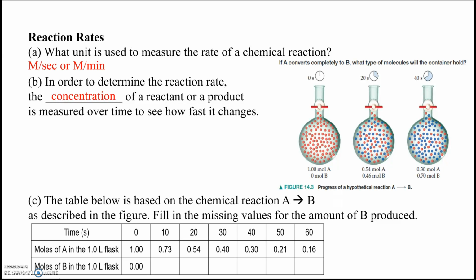And we can see here, as I go through time in seconds, the concentration of A goes down. But because the stoichiometry is 1-to-1, that means, for example, after 10 seconds, I only have 0.73 moles of A in the flask, but that means I have 0.27 moles of B, because it took 0.27 moles of A to turn into B. Likewise, we can do the same for the other points in the concentration profile and get a graph of the moles of A and the moles of B per time.